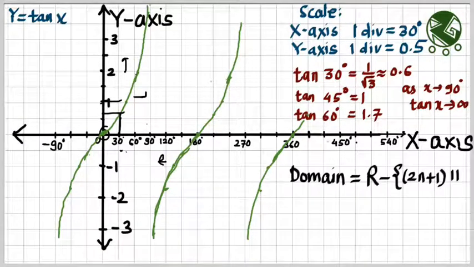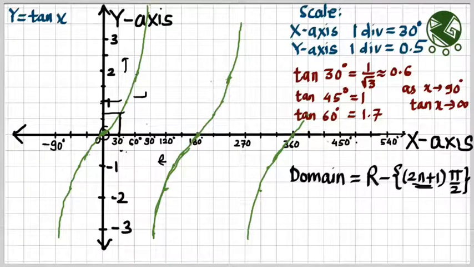What is the domain then? The domain is all the real values except for 90 degrees, 270 degrees. What are 90 degrees, 270 degrees? They are odd multiples of 90 degrees, that is, odd multiples of pi by 2. So I will write the domain as R minus odd multiples of pi by 2.